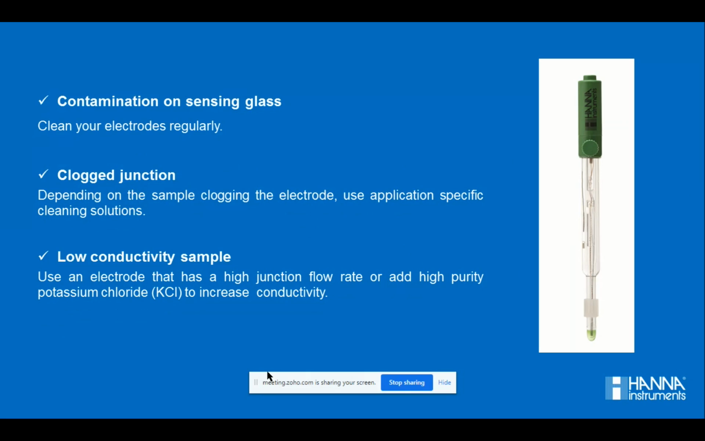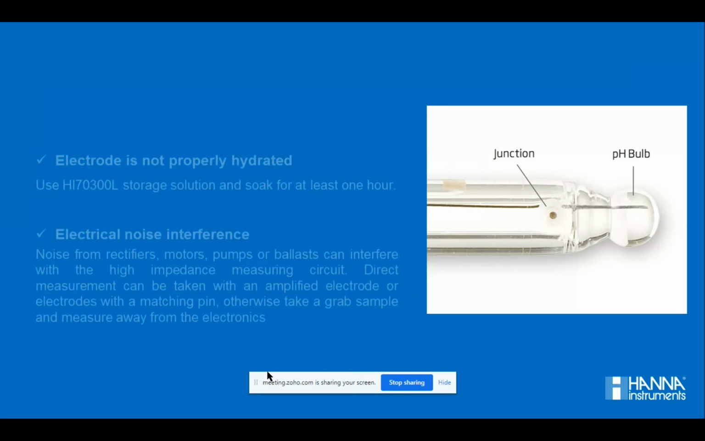Thus, we have to make sure that you add a small amount of high purity potassium chloride into your sample to increase the conductivity of your sample, and then you measure pH of your sample. Thus, this will not only give an accurate pH but also will not ruin your electrode completely.